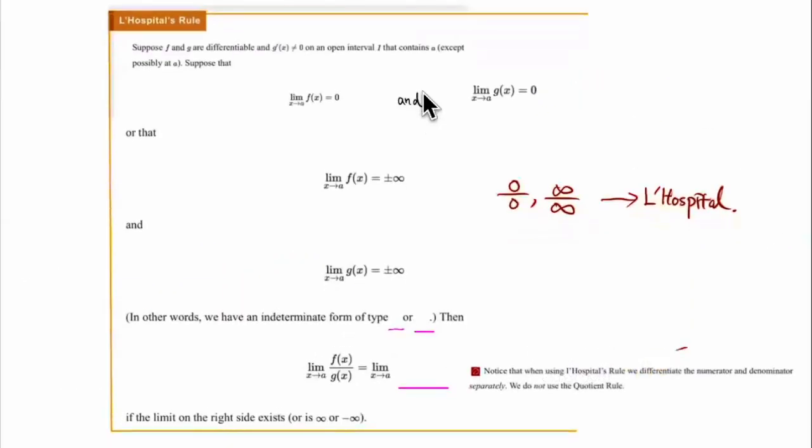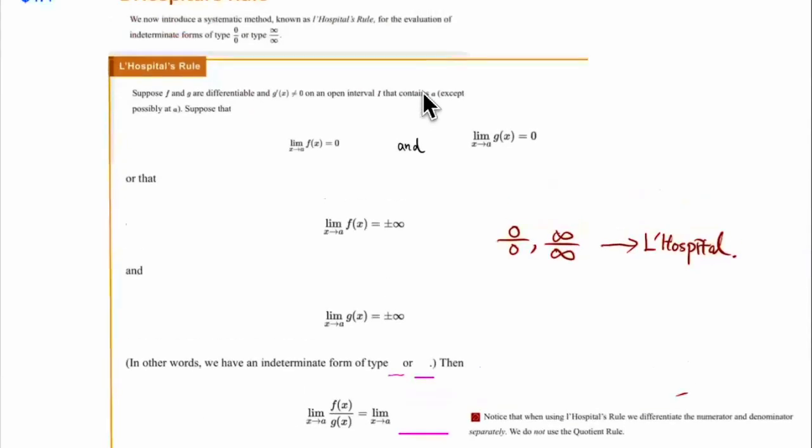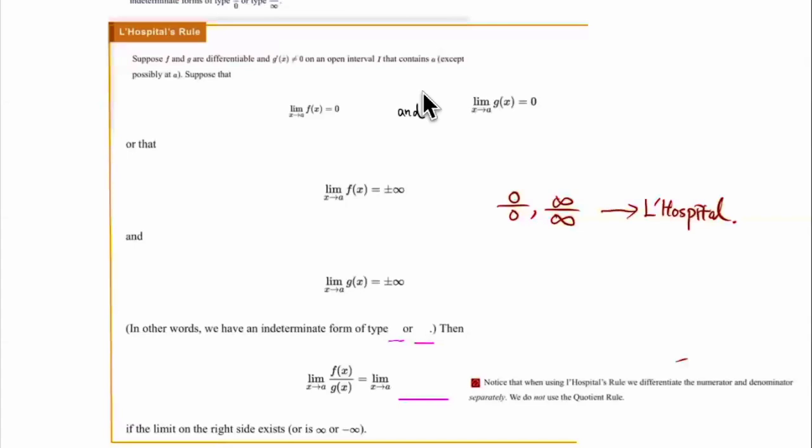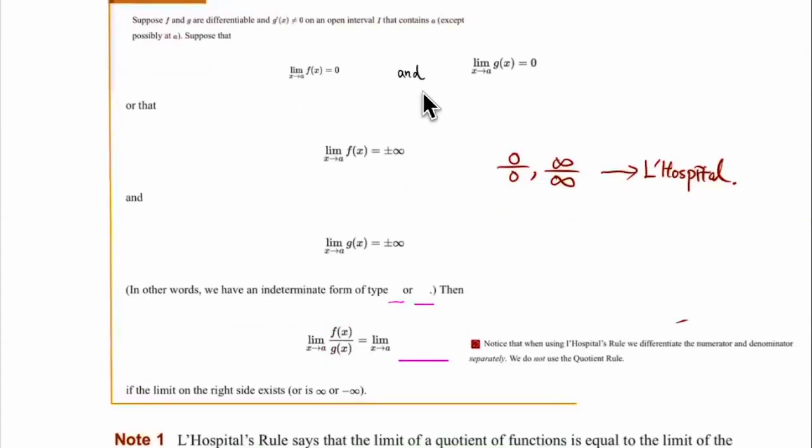In order to apply L'Hopital's rule, the functions f and g have to be differentiable. And the quotient of f over g, as x approaches a, has to be of one of these two emergency types in order to go directly to the hospital. So here are the two emergency types right here: 0 over 0 or infinity over infinity.